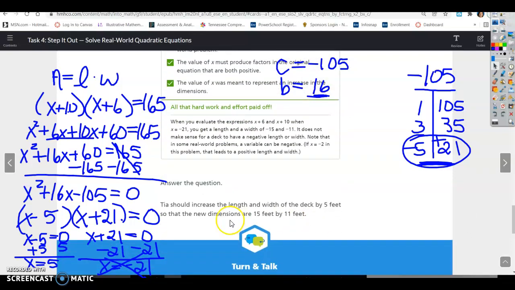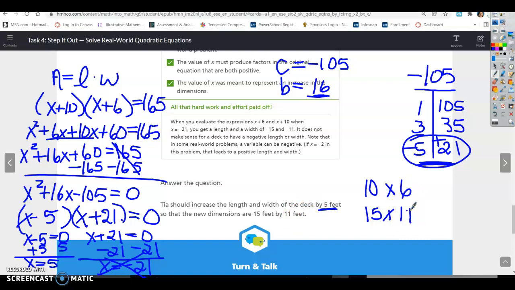All right, so down here it says Tia should increase the length and width of the deck by 5 feet, so the new dimensions are 15 by 11. Okay, so if you remember, the original deck was 10 feet by 6 feet, and they're saying we're going to increase it by 5. So 10 becomes 15, and 6 becomes 5 plus 6, which is 11.